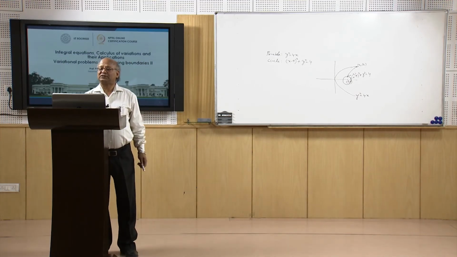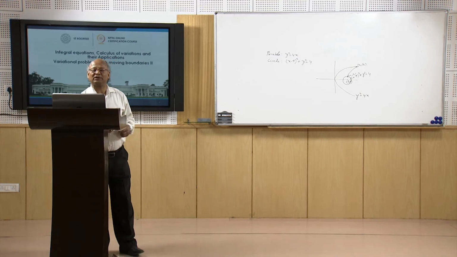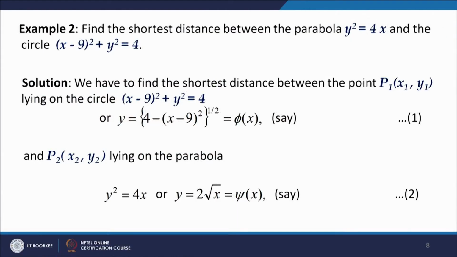So we have to find the shortest distance between the point (x1, y1), which lies on the circle (x - 9)^2 + y^2 = 4, and (x2, y2), which lies on the parabola y^2 = 4x. Now the equation of the circle can be put as y = (4 - (x - 9)^2)^(1/2). We are taking the positive value of y here, and similarly y^2 = 4x, which we are writing as y = 2 root x.